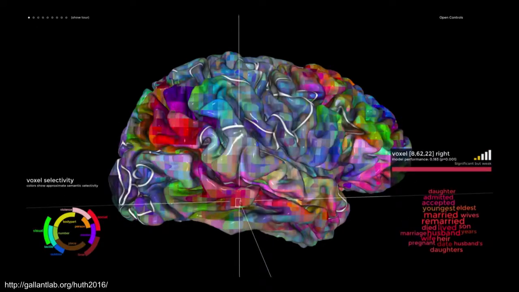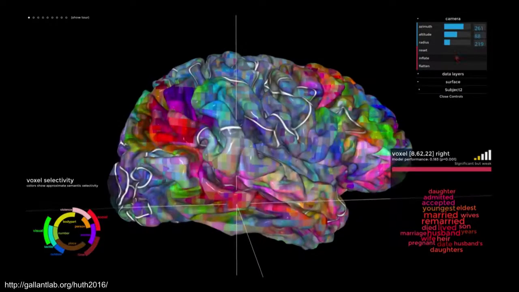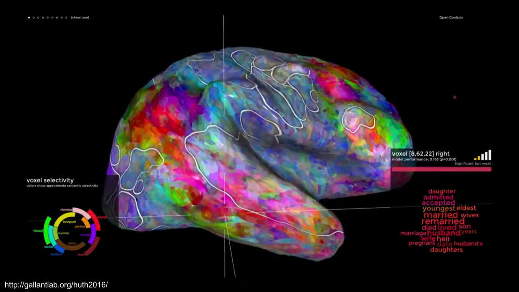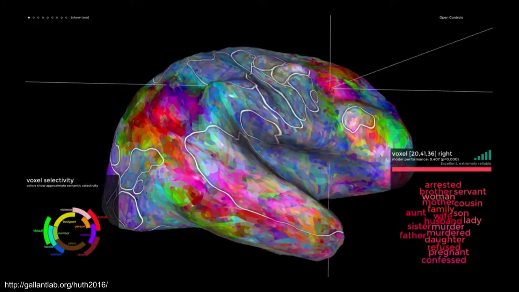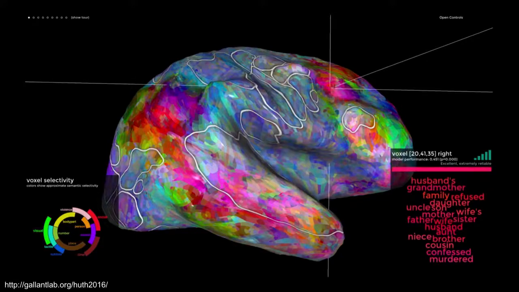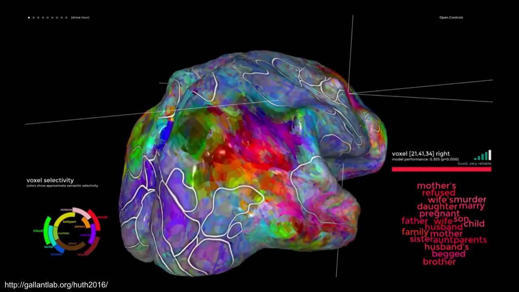And now we can create maps that reveal what kind of information is represented at different locations in the brain. And here I'm clicking on an individual voxel down in the temporal lobe on the side of the head that represents social information: families, mothers, fathers, daughters, things that happen to families, weddings, births, deaths, and so on. There are many locations that represent social information. Here's one in the lateral prefrontal cortex that also represents social information. In fact, all of the red spots on this map represent social information.